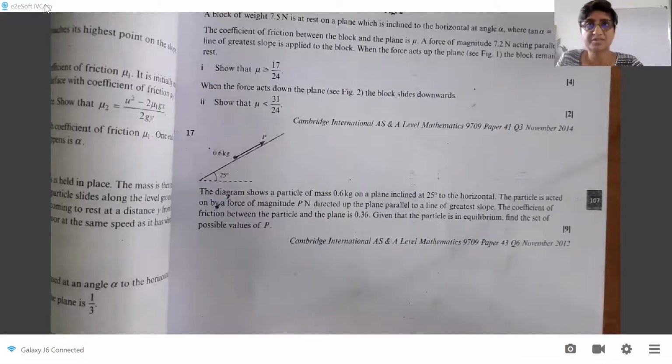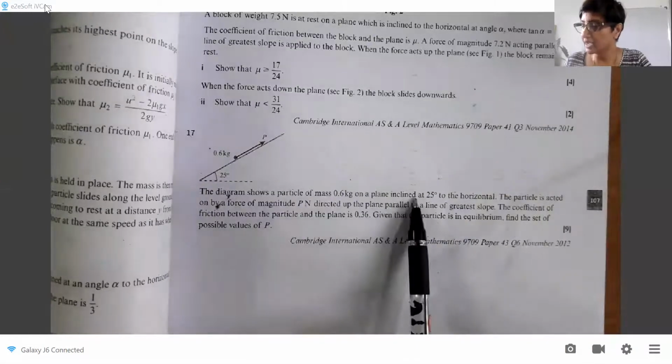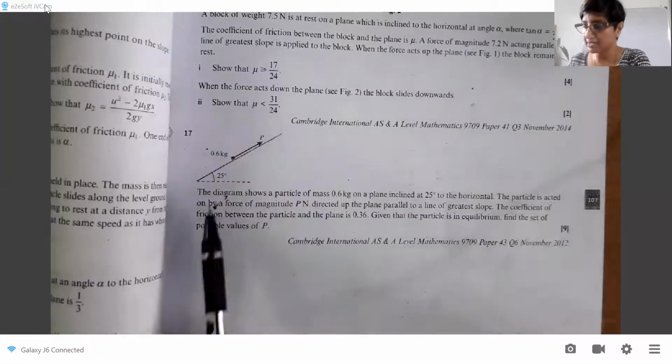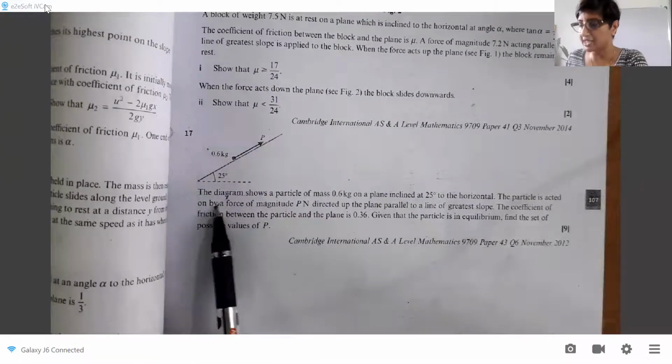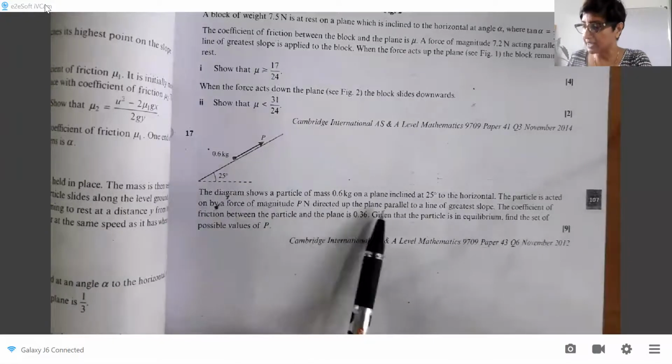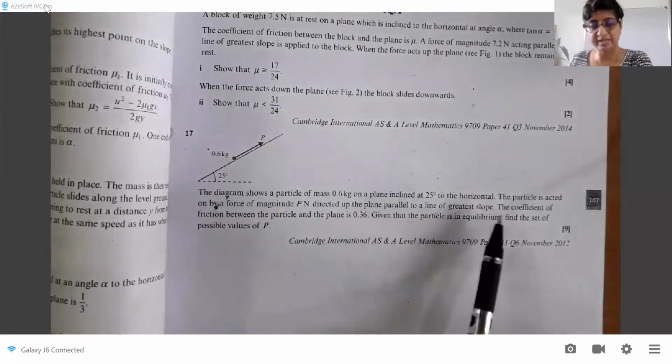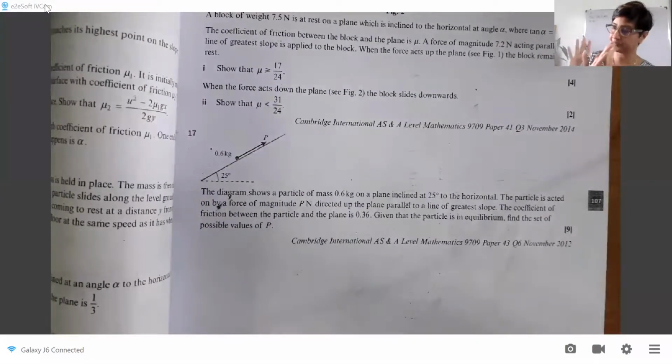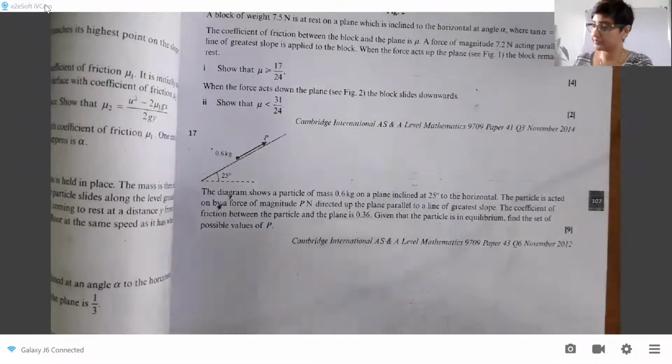Okay, let's read the question. The diagram shows a particle of mass 0.6 kg on a plane inclined at 25 degrees to the horizontal. The particle is acted on by a force of magnitude P directed up the plane parallel to a line of greatest slope. So the external force applied on the particle is P up the slope.